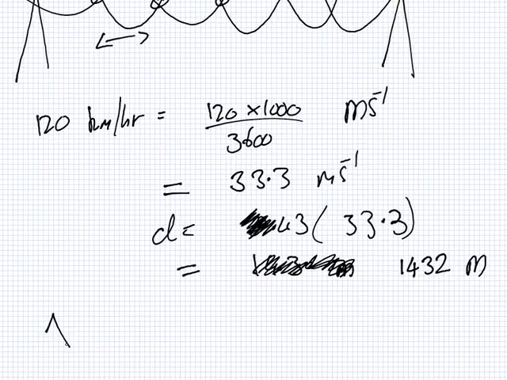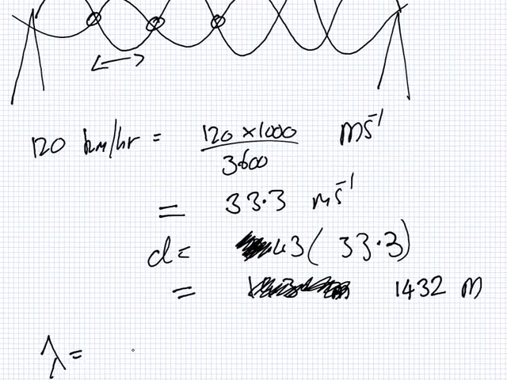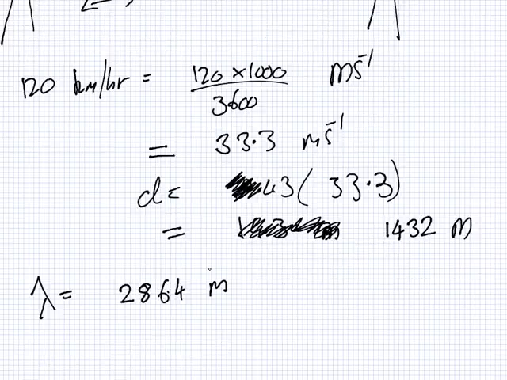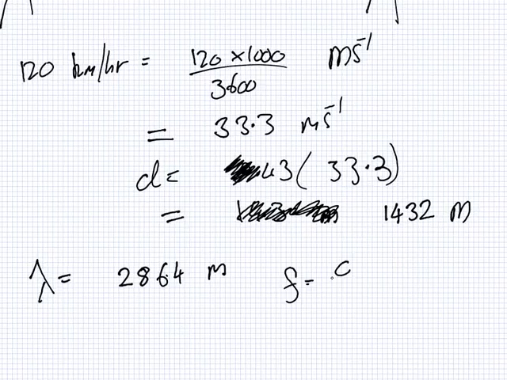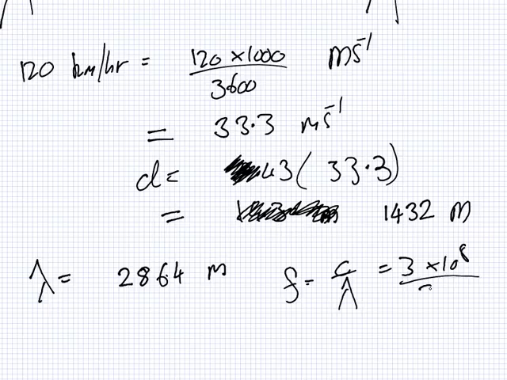If we have a stationary wave and we know the length between the antinodes, double, very good. So the wavelength here is 2864 meters. And how can we get the frequency? Frequency equals c over lambda, 3 times 10 to the 8 over 2864.